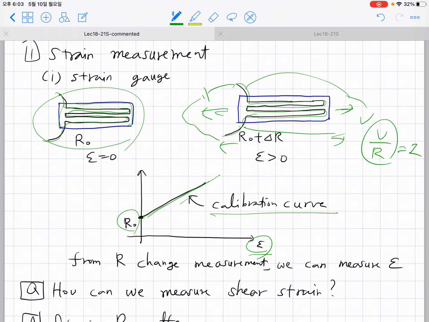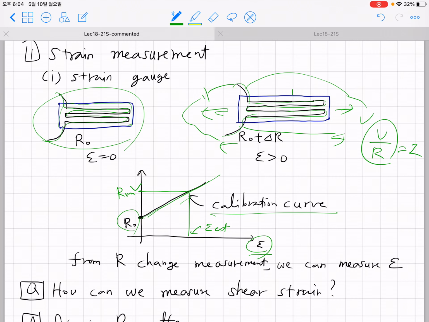And if you move this to another surface, and suppose you measure the resistance here, then your strain estimation is here. Okay, that's the principle of strain measurement along one direction.